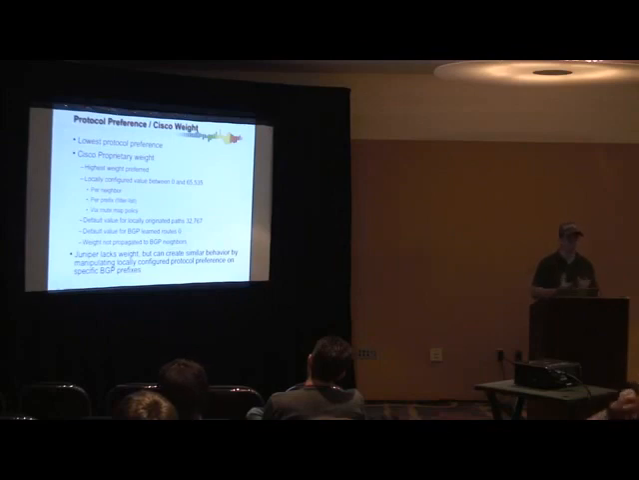This is a fairly dangerous knob that generally people shouldn't use, but if you find you need to use it and you have a multi-vendor implementation, you'll note that Juniper doesn't have the Cisco proprietary weight. The way that you would create a similar behavior in Juniper is to manipulate the locally configured protocol preference on specific BGP prefixes, and you can do that through policy.